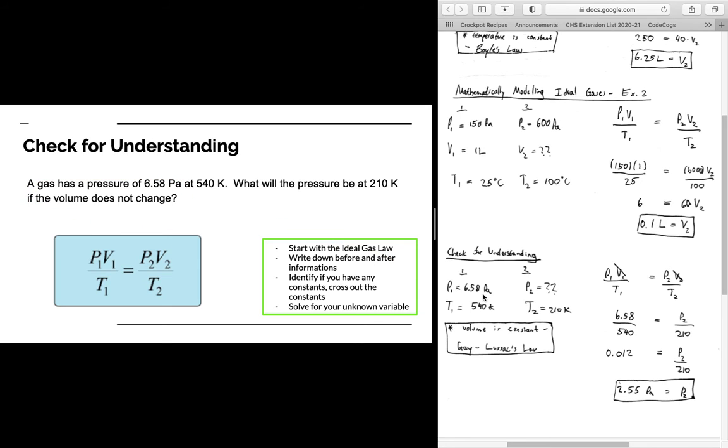So this is an example of Gay-Lussac's law. By Gay-Lussac's law, since our temperature is decreasing, we should expect pressure to also decrease. So we can cross out V1 and V2 since volume is constant, and we get P1 divided by T1 equals P2 divided by T2. So we get 6.58 divided by 540 equals P2 divided by 210, or 0.0112 equals P2 divided by 210. As a result, we multiply both sides by 210, and we get 2.55 pascals equals P2. Our pressure equals 2.55 pascals.